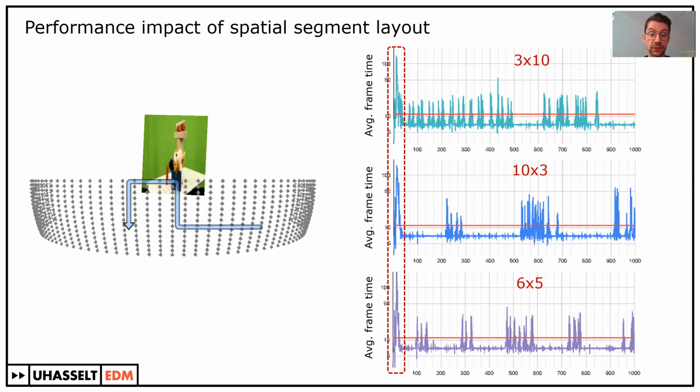Then, looking first at the 3x10 source view packaging mode, the startup period is followed by a period of jittery behavior. This is due to the comparatively small width of this packaging strategy, in conjunction with the horizontal movement at the beginning of the virtual camera path, which causes numerous segment decodes to be triggered.